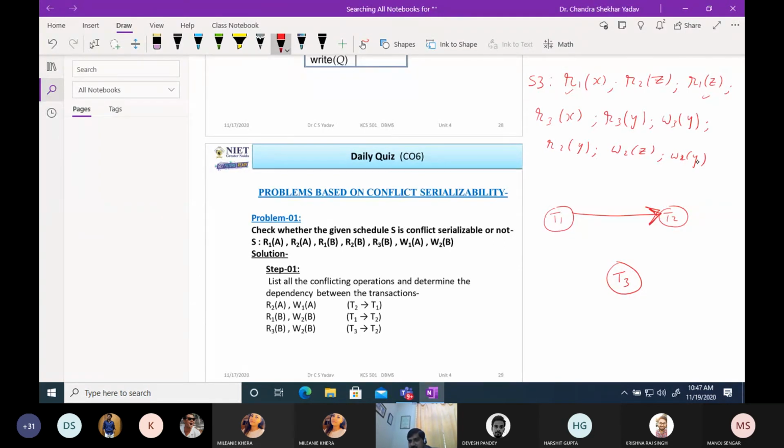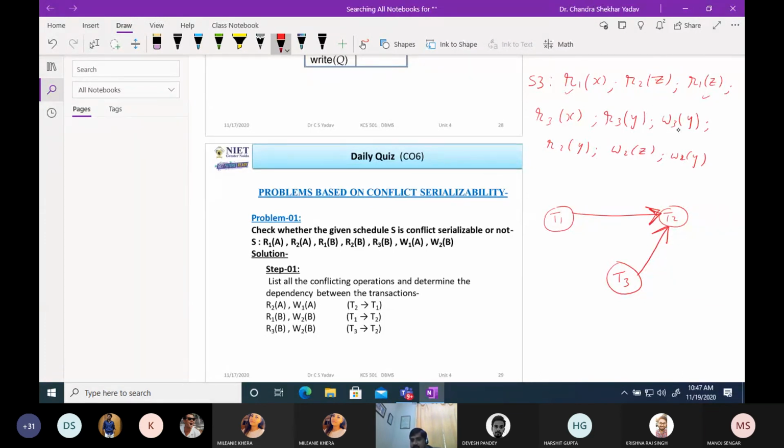In this case, different data item, no conflict. In this case, conflict occurs. Transaction 3 performs a read operation on Y before transaction 2 performs a write operation on it. So edge from T3 to T2. Did you get it? Hello? Yes, sir.